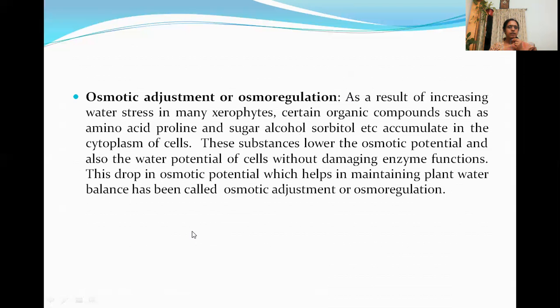As a result of increasing water stress in many xerophytes, certain organic compounds such as amino acid proline and sugar alcohol sorbitol etc., accumulate in the cytoplasm of cells. So, here proline is very, very important. These substances lower the osmotic potential and also the water potential of cells, and without it will not damage any metabolic activity or enzyme functions. That is very important. Enzymes will be having normal functions. This drop in osmotic potential helps in maintaining plant water balance, and this is called osmotic adjustment or osmoregulation.